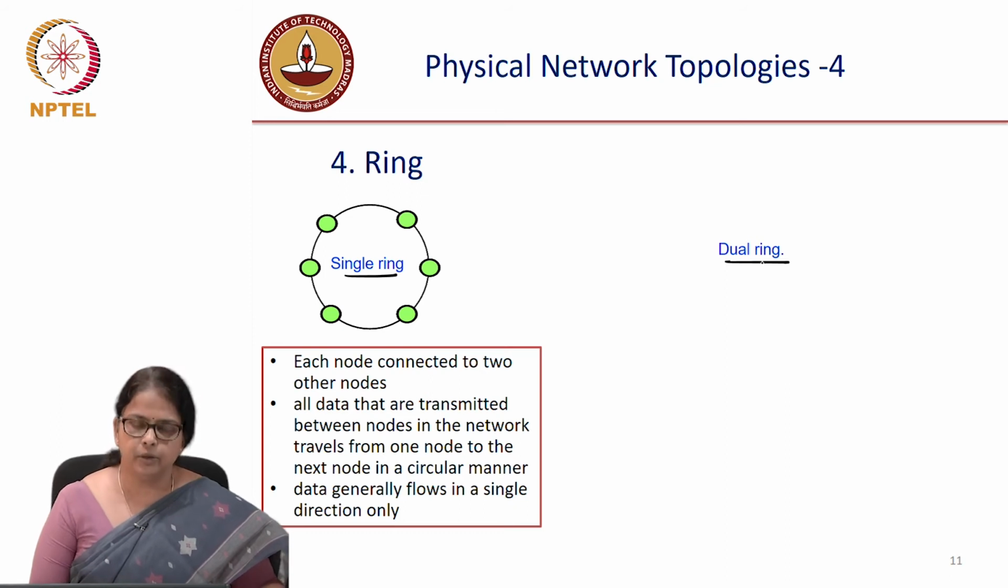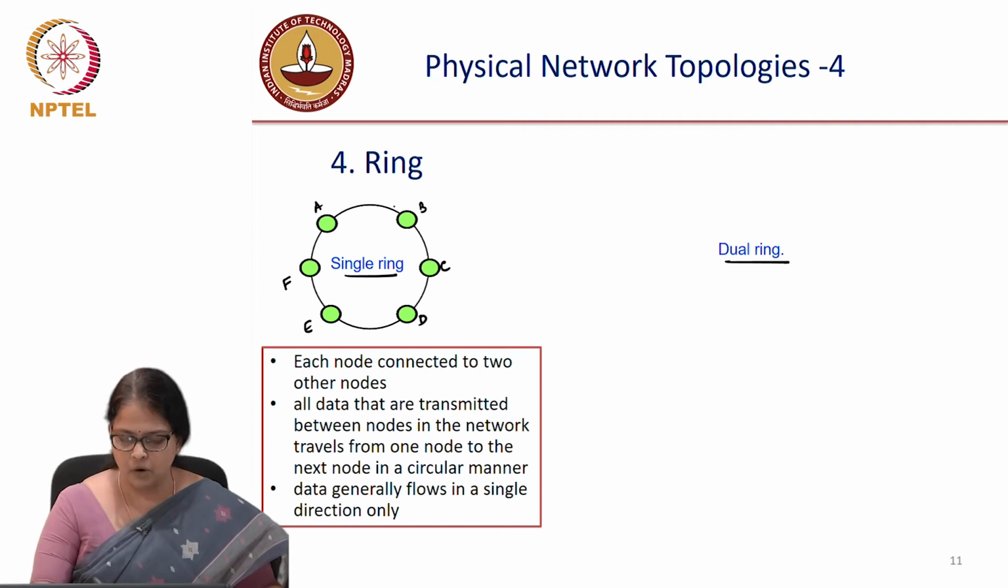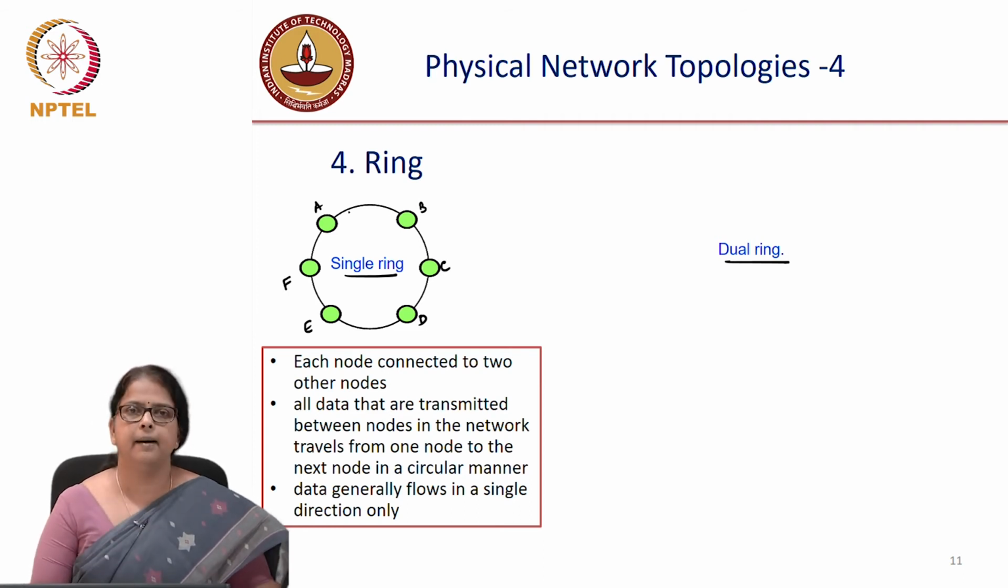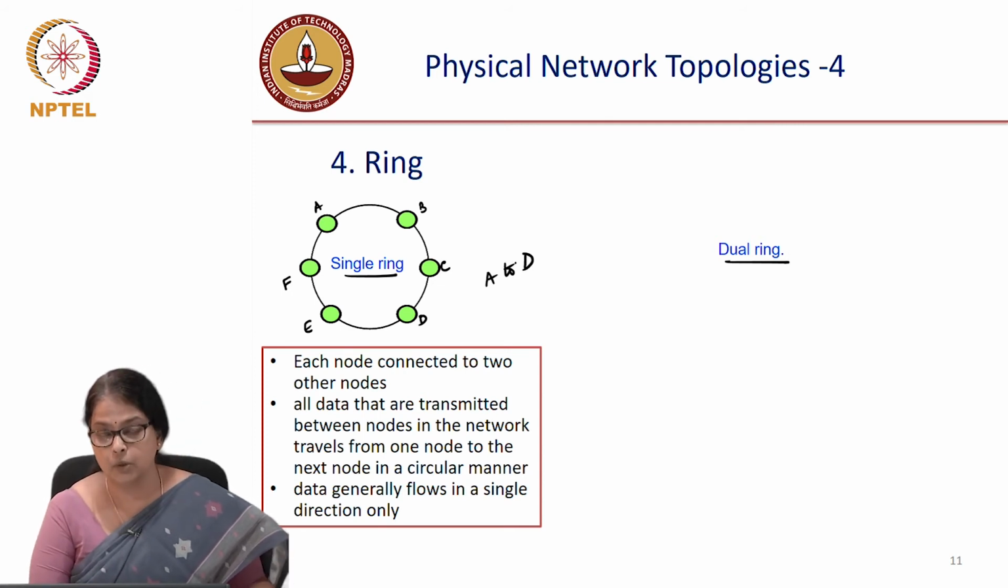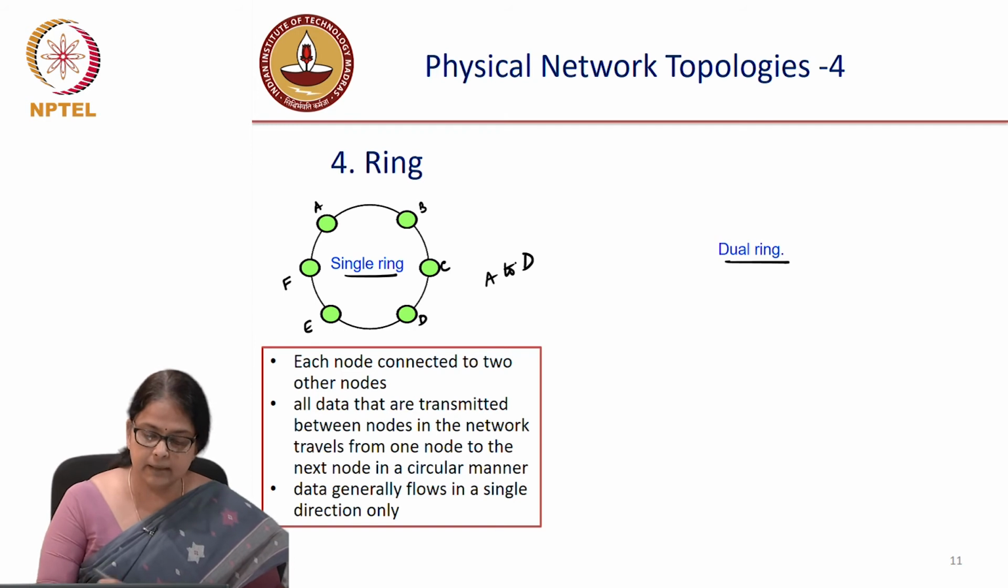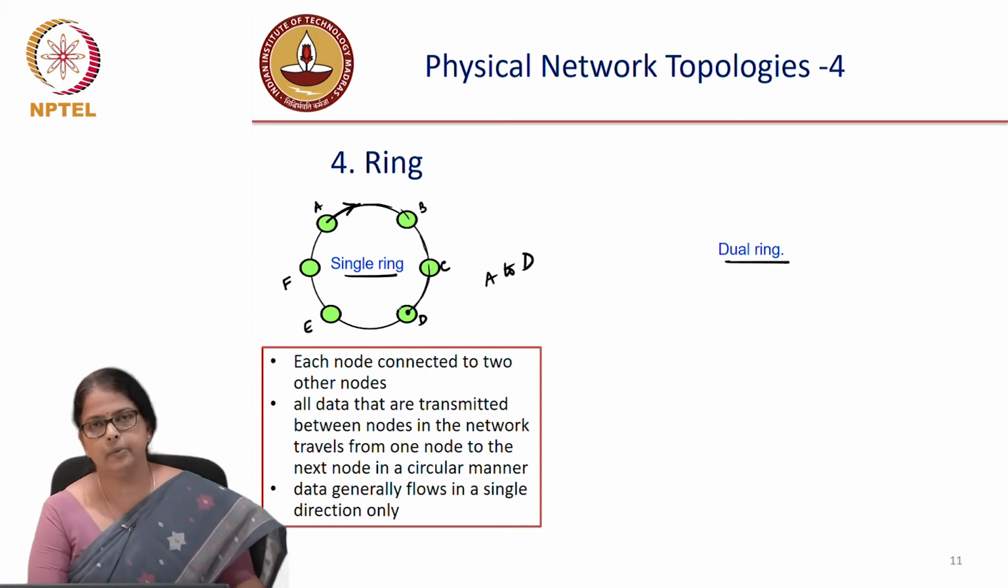In a single ring, each node, so this is node A, B, for example, C, D, E, F, gets connected to all the other nodes through this path. All the data between the nodes travels along it. So, for example, you want to transmit from A to D. Depending on how the ring is configured, you could have data going clockwise. It goes through all the nodes until it reaches the point D. There's no other path.